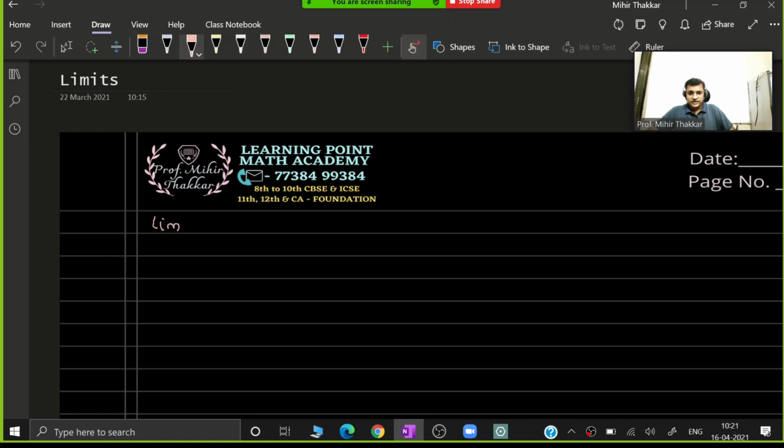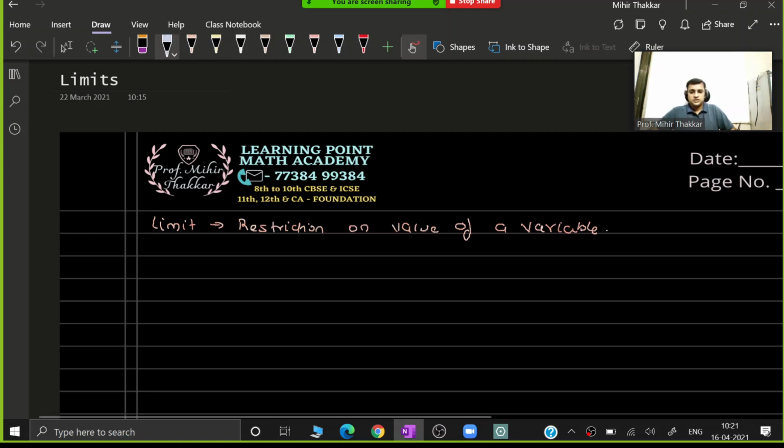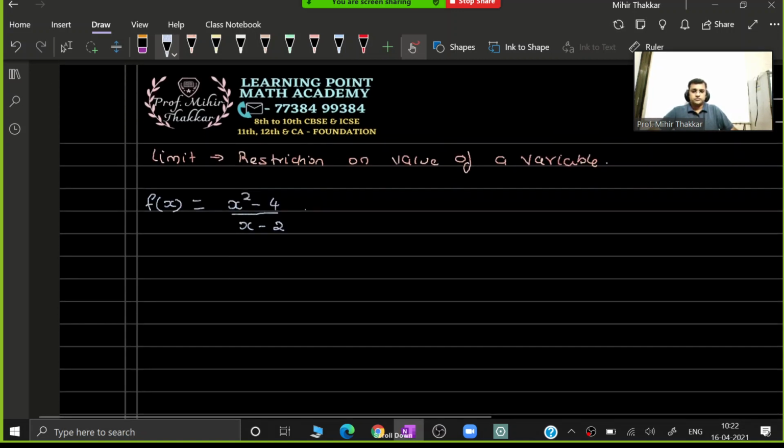So I will write over here: restriction on value of a variable. So what does it mean? Suppose I have an example, let us say f(x) is equal to (x square minus 4) upon (x minus 2).